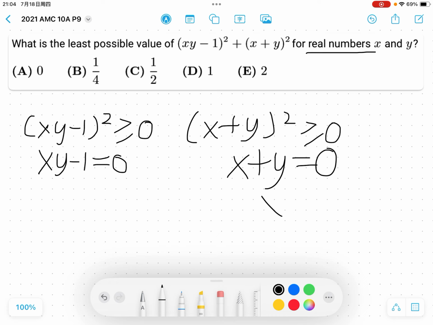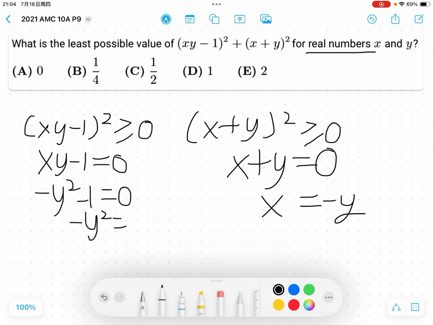So we know that x equals negative y, and if we plug this into xy - 1 equals 0, then we get negative y squared minus 1 equals 0, or negative y squared equals 1, or y squared equals negative 1. Now clearly that's not possible, because y is a real number, and real numbers have squares larger or equal to 0.